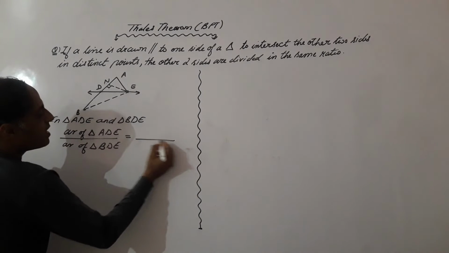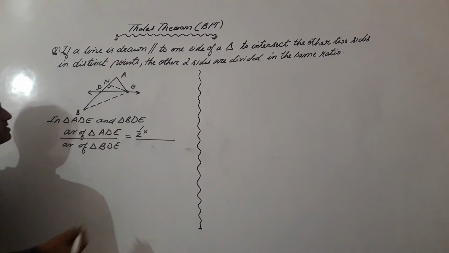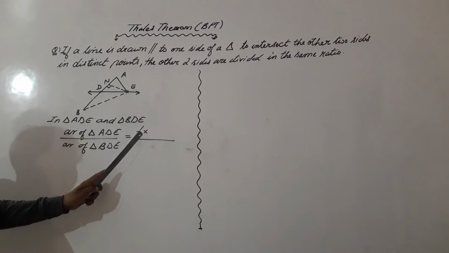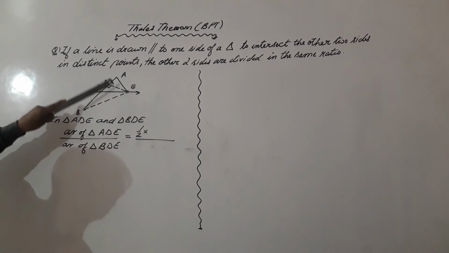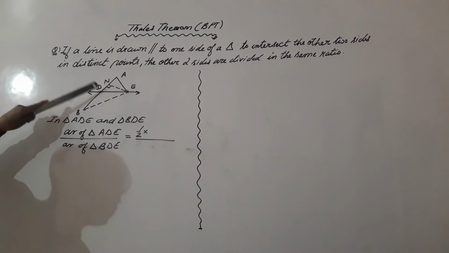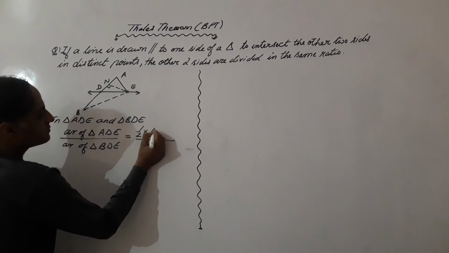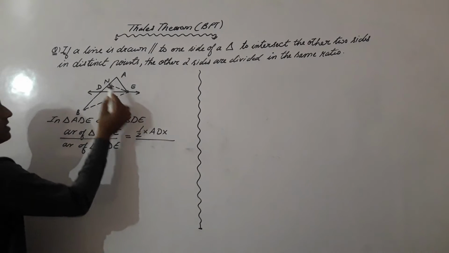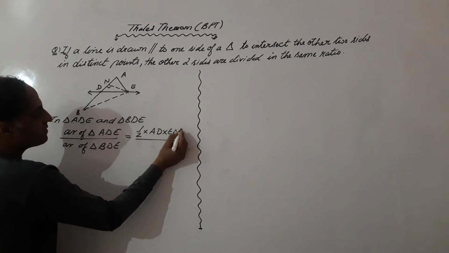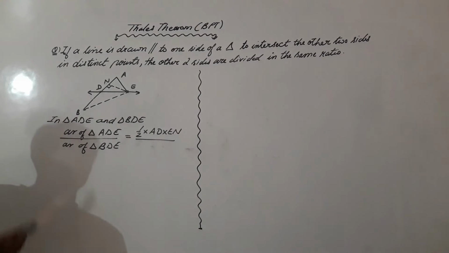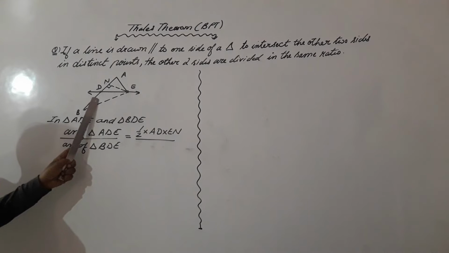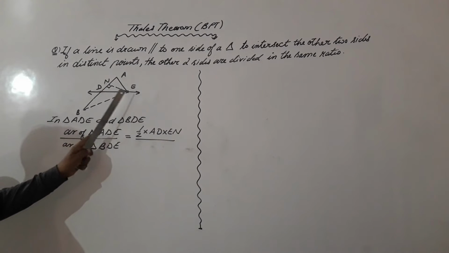Now we'll use the formula half into base into altitude. Look at this triangle ADE. In that, what is the base? Half into base. If you see, the altitude lies on AD, so the base is AD into altitude. This line which falls on AD, that is termed as the altitude EN. Now let's see this triangle BDE. Now for this triangle, the altitude is outside the triangle. The altitude is EN.